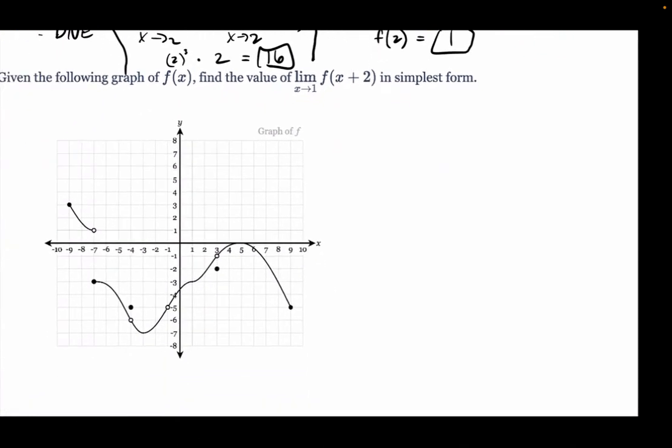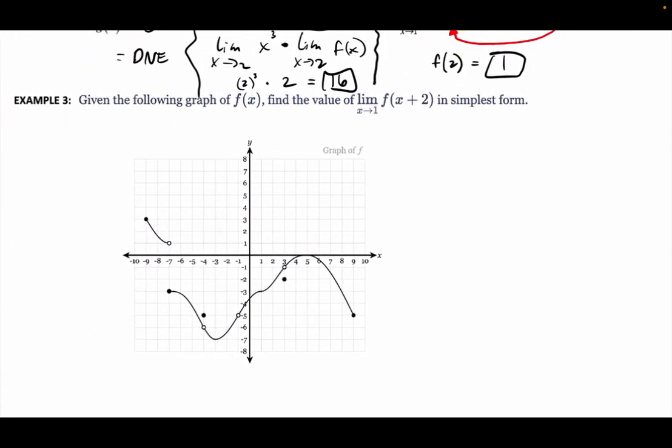Okay? Last one, then we're done with this. And then I'll let you guys work on the practice. Okay, so we have this guy. The limit as x approaches 1 for f(x plus 2). How do we do that guy?